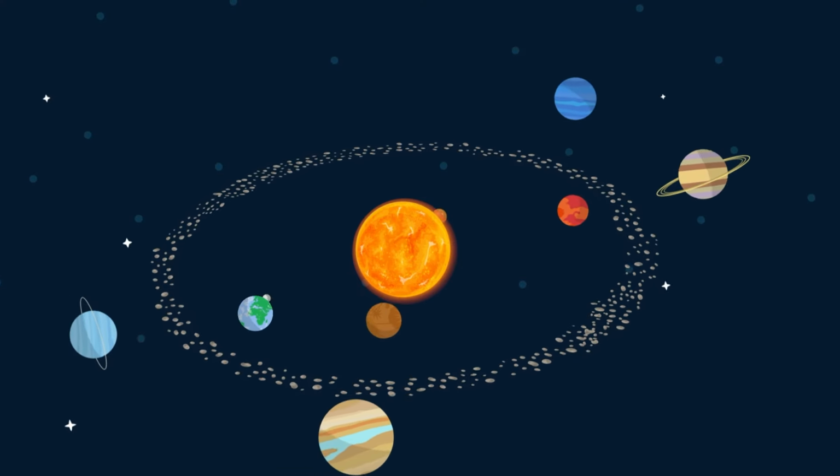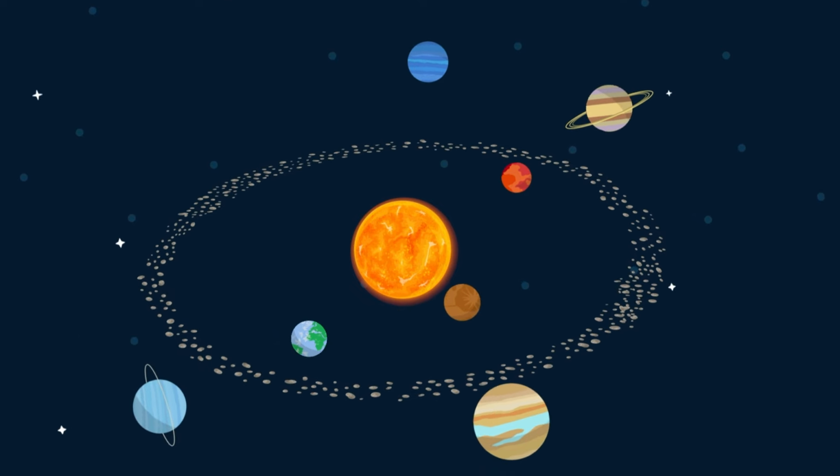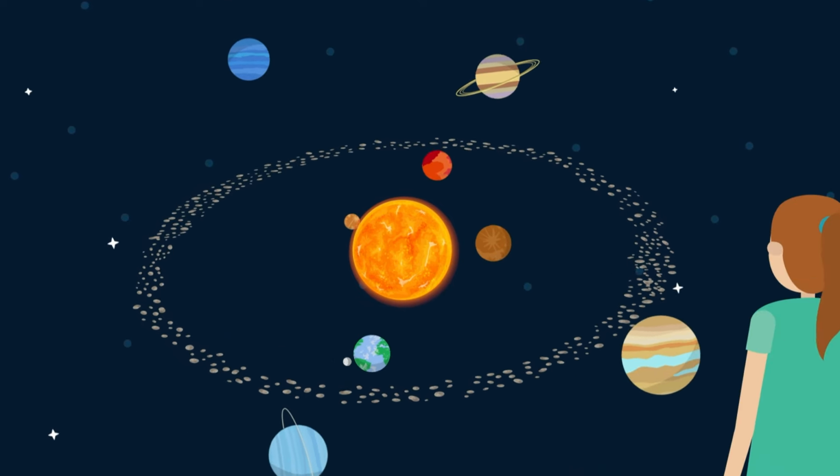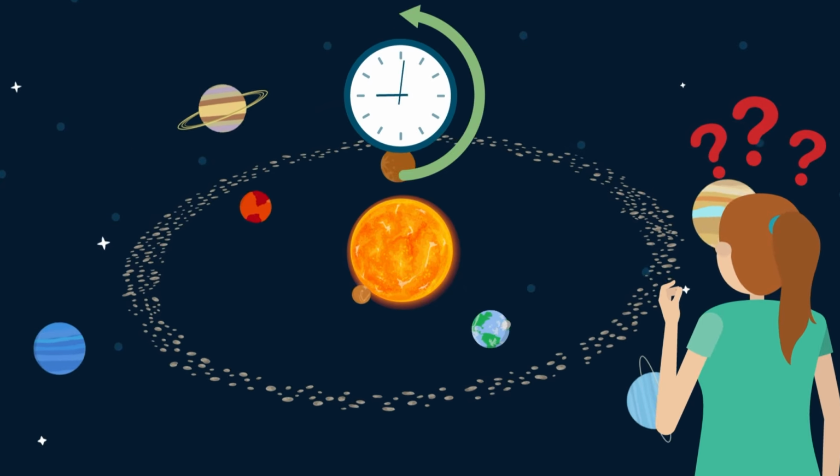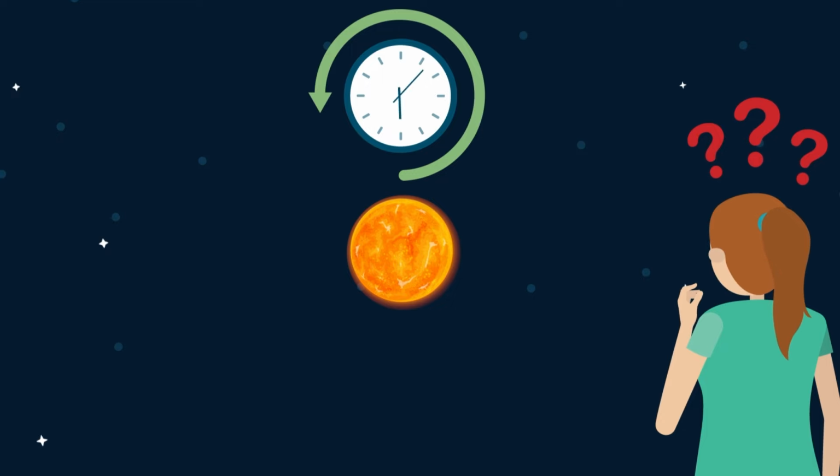You may have heard that the solar system formed over 4.5 billion years ago. But where does that number come from? How can we determine the age of the solar system?